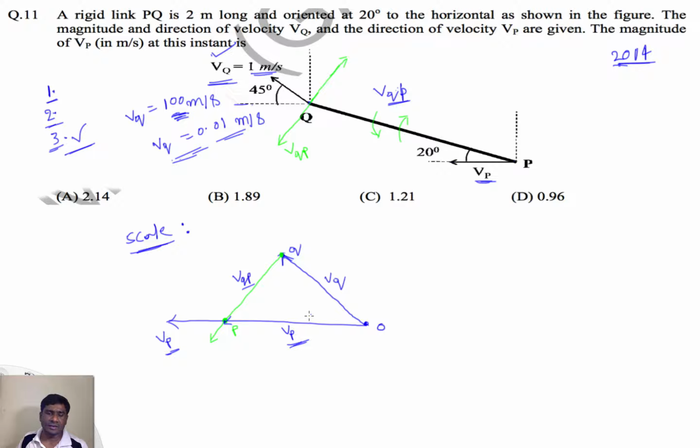But in the GATE exam, we don't have that much time, or we may not get the required accuracy, and we may not be able to carry drafters or scales.